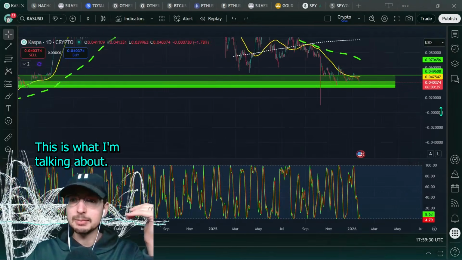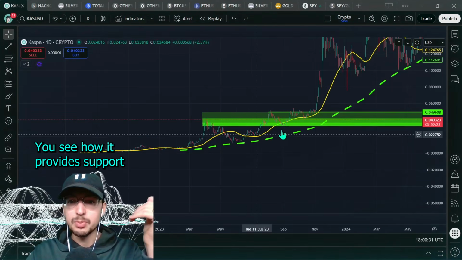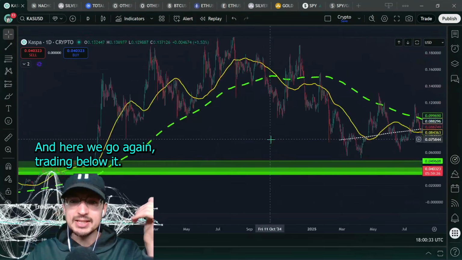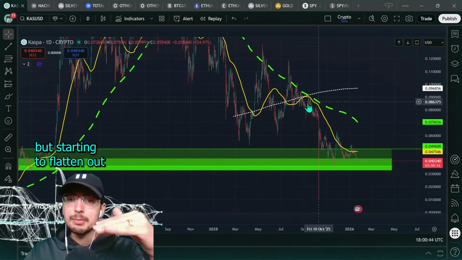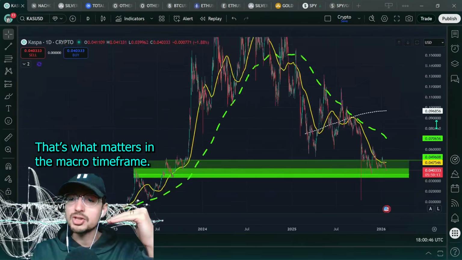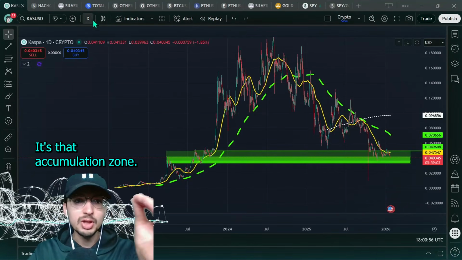This is what I'm talking about. Now, this yellow line here is an interesting moving average. You see how it provides a support even back in the day. And here we go again. Trading below it, it's acting as a little bit of a resistance, but it's starting to flatten out, and that's what matters in the macro time frame. You see that flattening out. I say it time and time again, it's that accumulation zone.